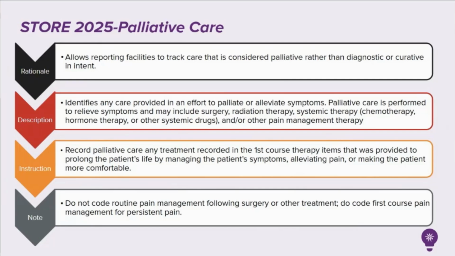STORE instructs us to record as palliative care any treatment recorded in the first course therapy items that was provided to prolong the patient's life by managing the patient's symptoms, alleviating the pain, or making the patient more comfortable. As a side note, do not code routine pain management following surgery or other treatment, but you do want to code first course pain management for persistent pain. You also want to look in the medical record for a physician's statement of treatment being palliative.